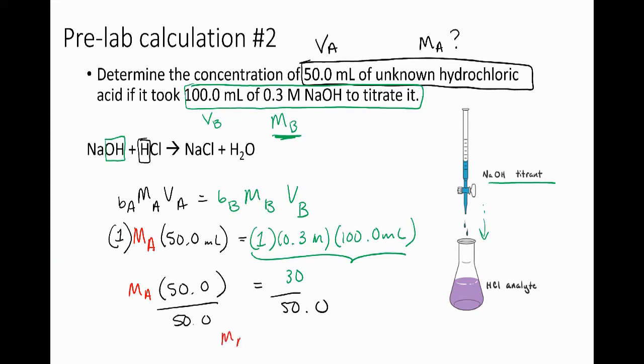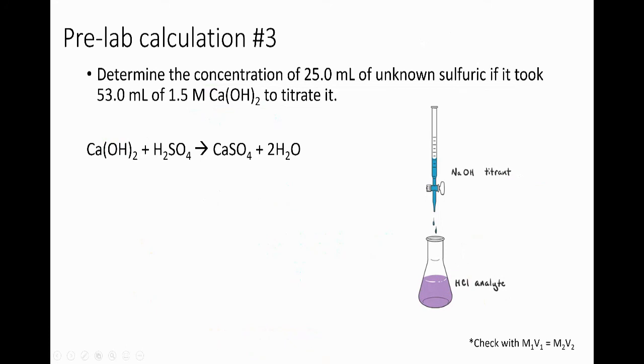So the molarity of acid is 0.6 molar. And so it took twice as much base to titrate the acid, so it makes sense that it would be twice as strong as our base was. So our acid is 0.6 molar, and it took 100 milliliters of 0.3 molar NaOH to titrate it. Now, last problem, let's do one more of these just for practice.